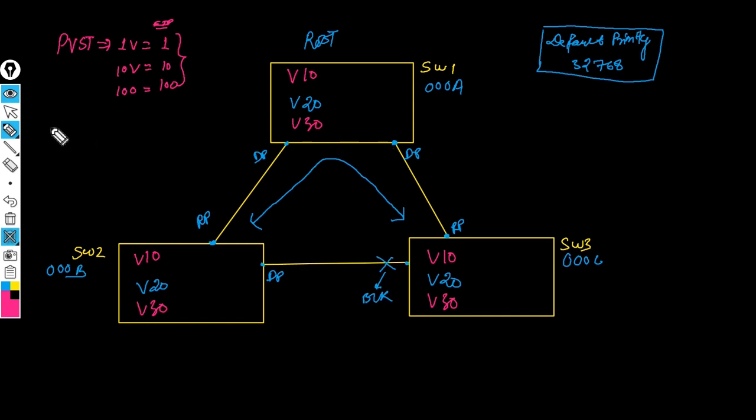But before that, one more point. We have something known as PVST and we have something known as PVST plus. The difference between these: PVST works with ISL, the inter-switch link trunk protocol, and PVST plus works with ISL as well as .1Q. So you will find PVST plus only in Cisco switches.